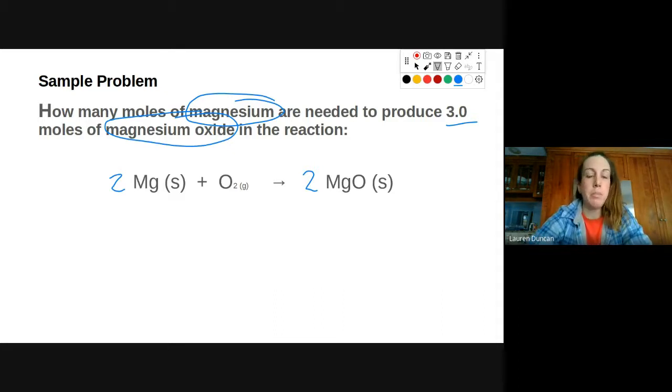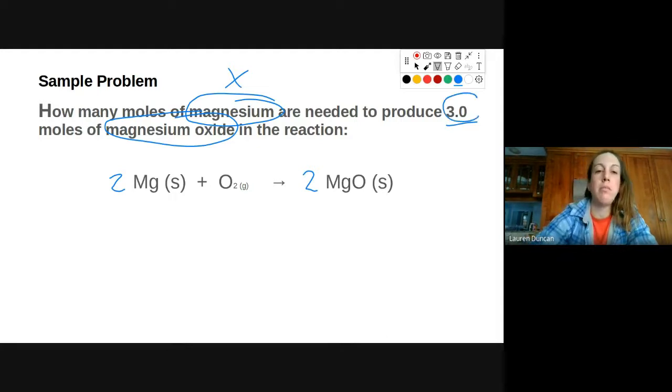So then after it's balanced, or you recognize that it's balanced, you go back to the actual problem. How many moles of magnesium? All right, I'm looking for moles of magnesium. So magnesium is going to be my X here, what I want, are needed to produce 3 moles of magnesium oxide. So if I wanted to make 3 moles of this substance, how many moles of magnesium would I need to do that?